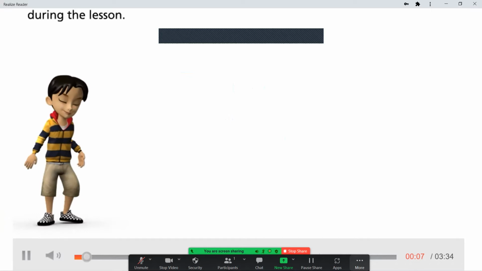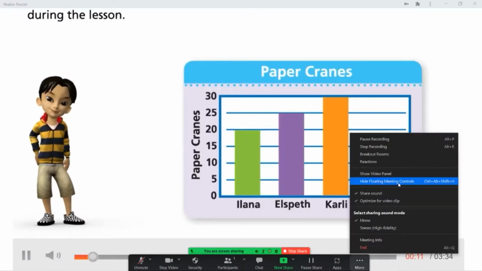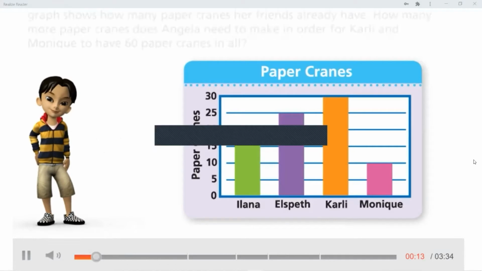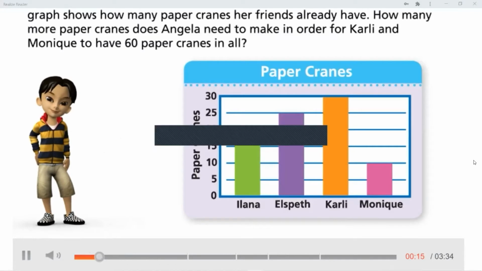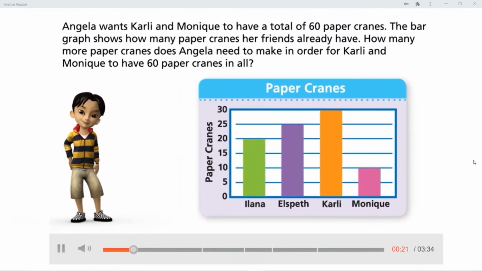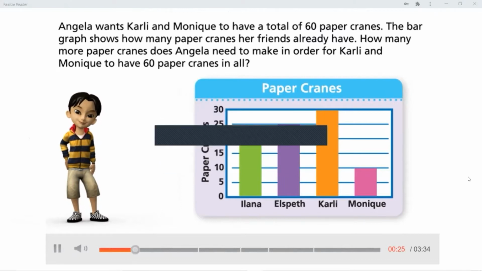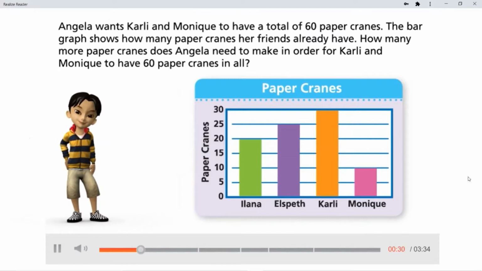How can you solve problems using graphs? Think about this problem during the lesson. Angela wants Carly and Monique to have a total of 60 paper cranes. The bar graph shows how many paper cranes her friends already have. How many more paper cranes does Angela need to make in order for Carly and Monique to have 60 paper cranes in all?